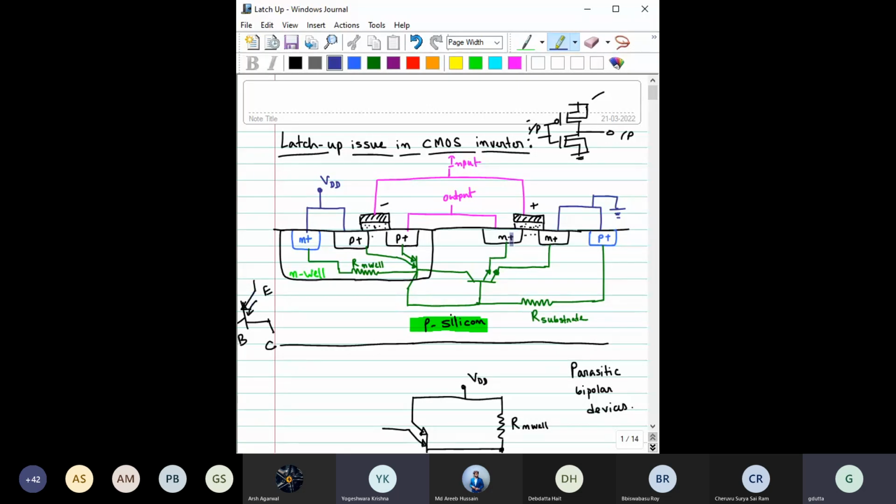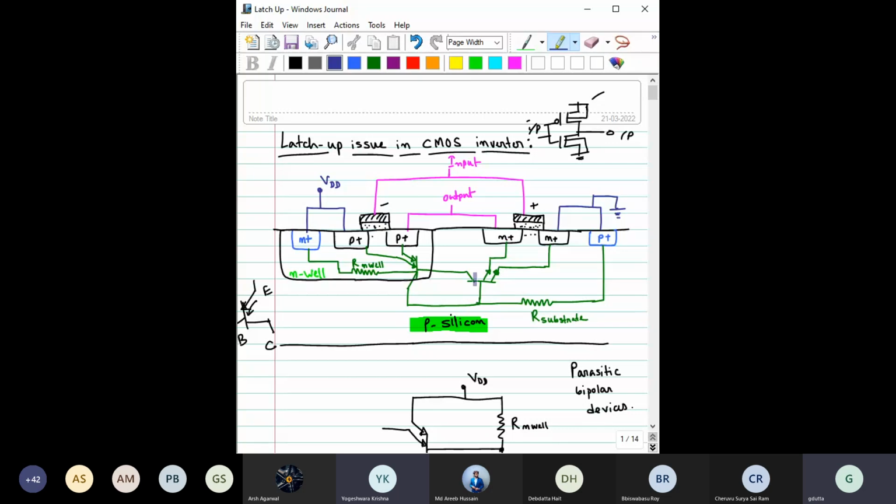Now let us see from this side. Here you have N plus, here you have N plus. That forms the emitter terminal of this NPN transistor. Again, one terminal is connected with the output, the other terminal is grounded. Then this P silicon forms the base, and this P silicon is again connected with this.